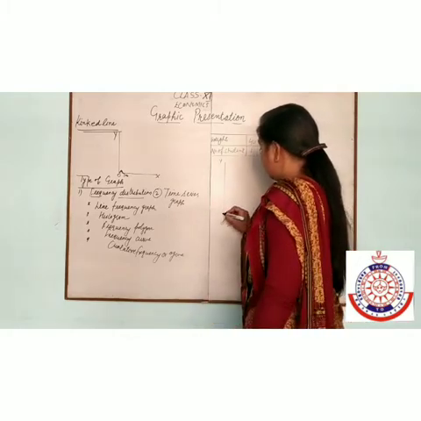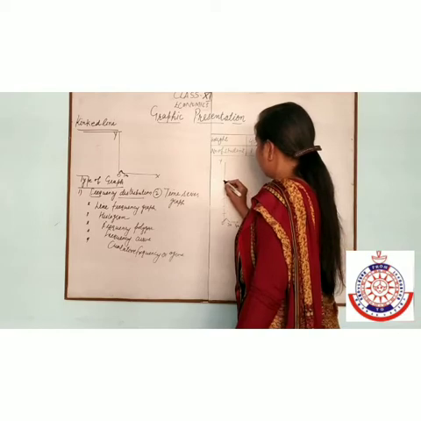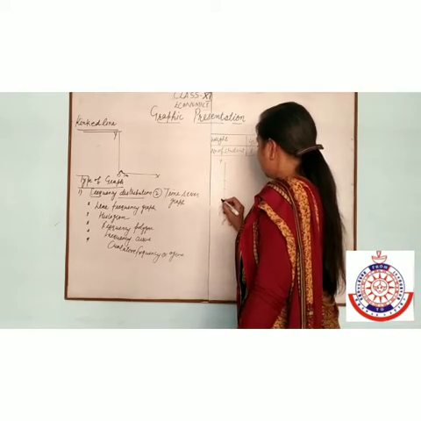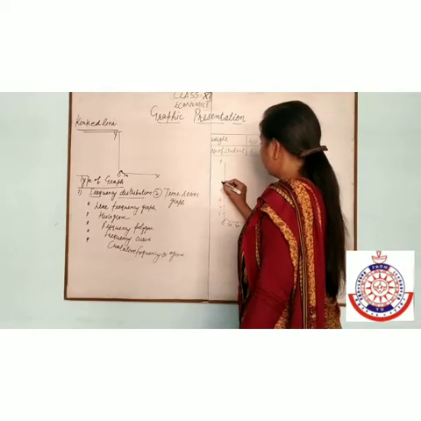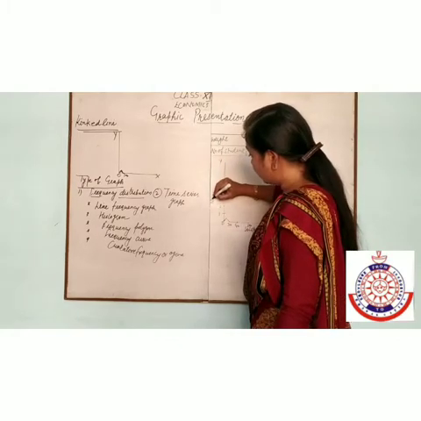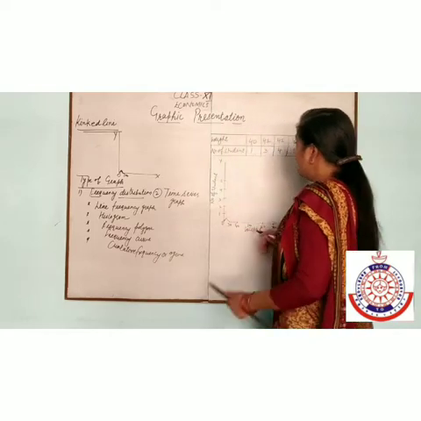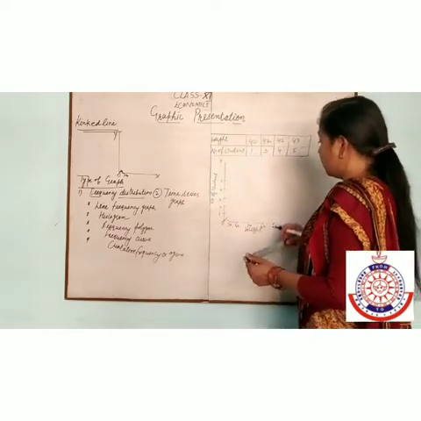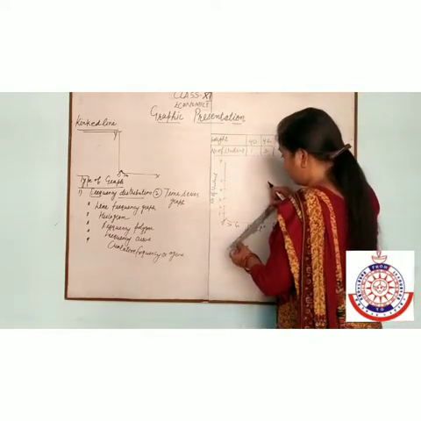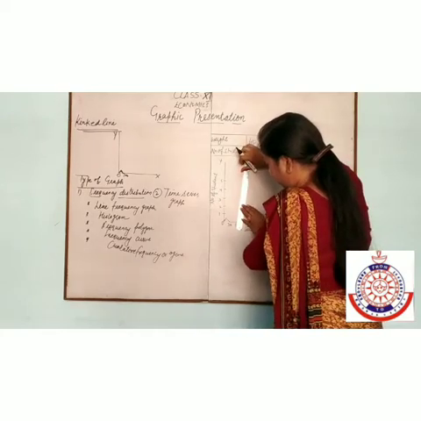Number of students is 5: 1, 2, 3, 4, 5. Number of students. Now, whenever the weight is 40, the number of students is 1. We are taking one line here.